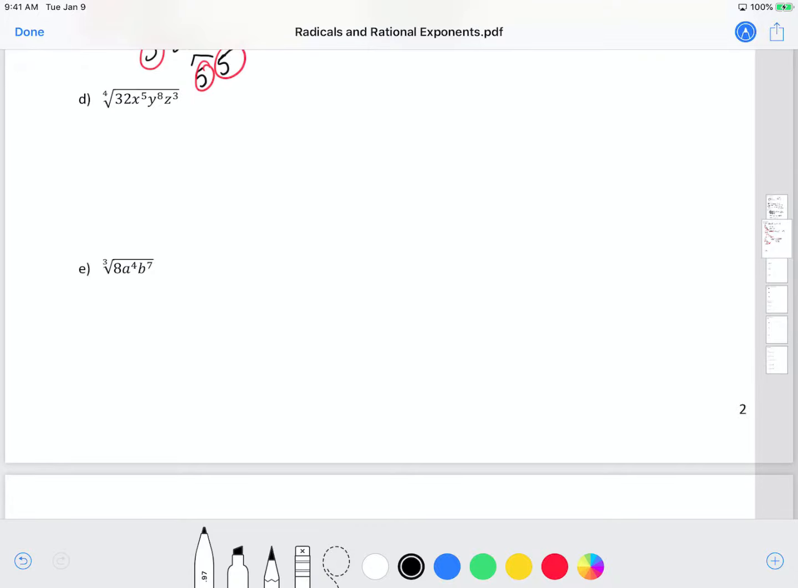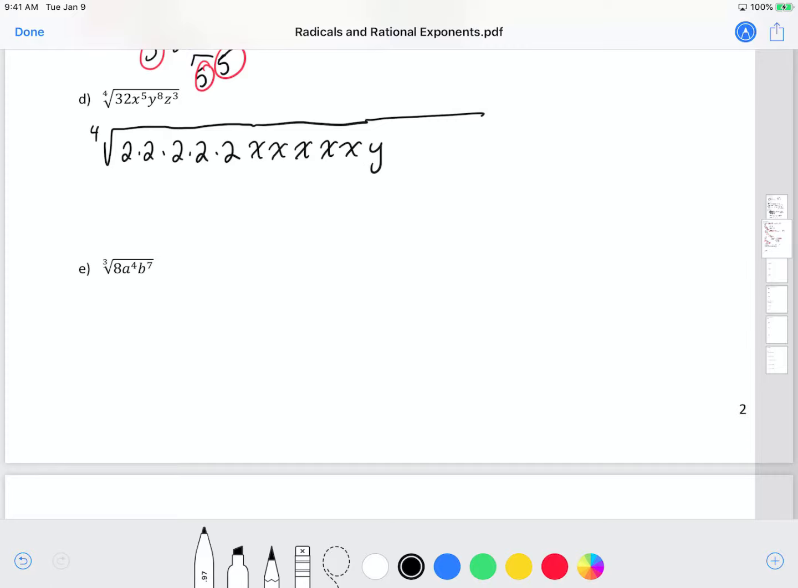Now we have a 4th root. So that means I need to have something in a group of 4 in order to pull it out as one of those numbers on the outside of the radical. In a previous example, we found that 32 was 2 times 2 times 2 times 2 times 2. Then we have 5 x's, 1, 2, 3, 4, 5. Then we have 8 y's, and 3 z's.